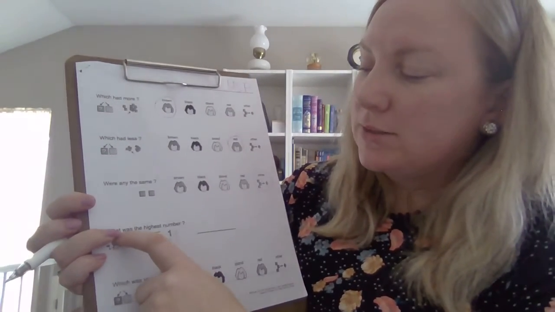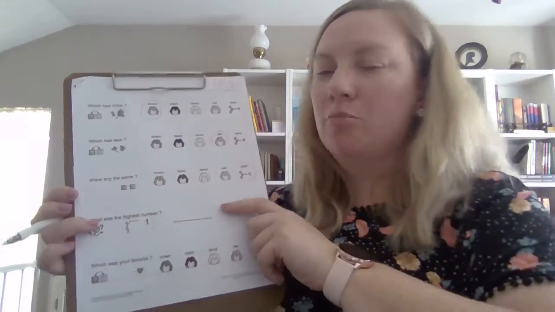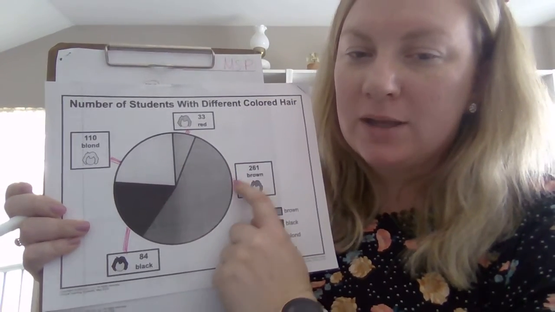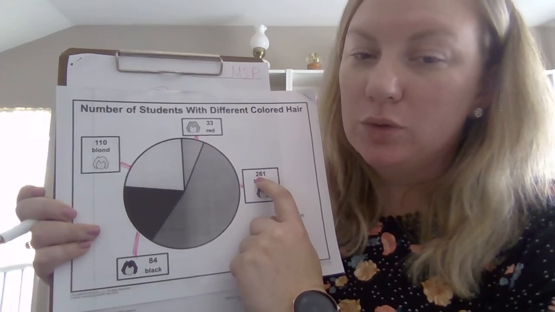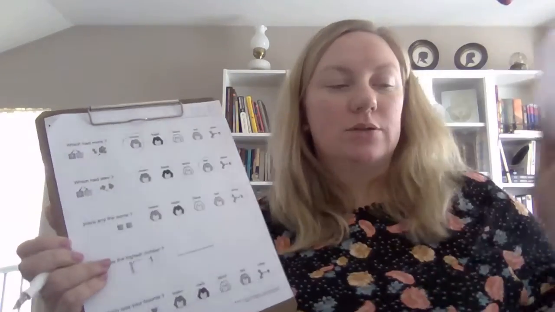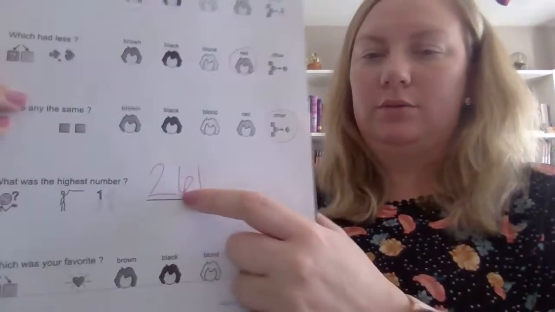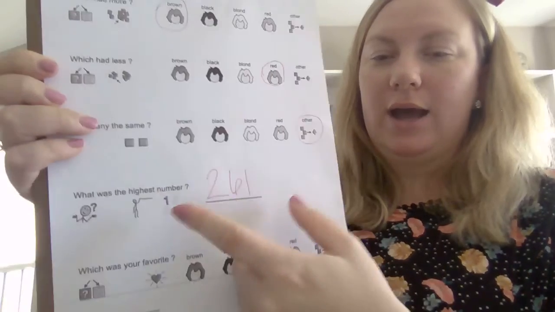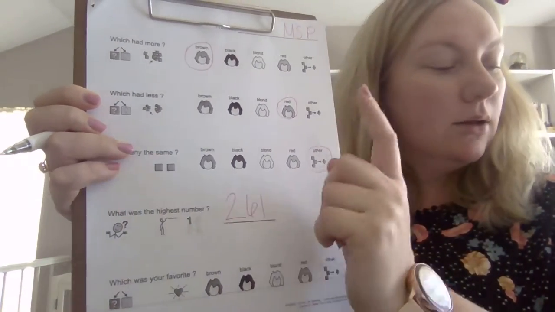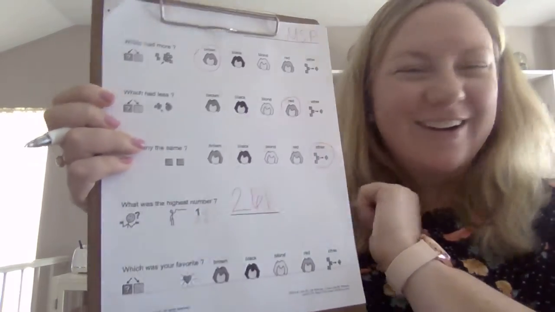Number 4 asks us, what was the highest number? Highest is biggest. So which was the biggest number here? Well, this was the biggest chunk. And the number for that was 261. That's the answer. 261 that we will write. 261 is the highest number. 261 students had brown hair.